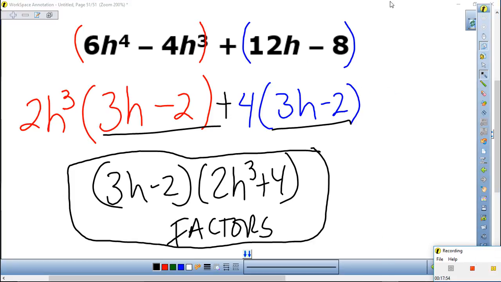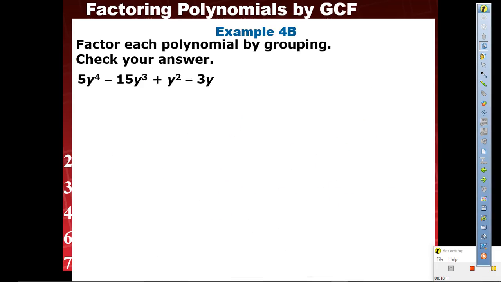Okay, everybody got this? All right, let me give you one to see if you can do this next one by yourself. Once again, remember, call by grouping because we need to start with two groups. Find the GCF, factor out, and then that's how you find your factors. Here we go.